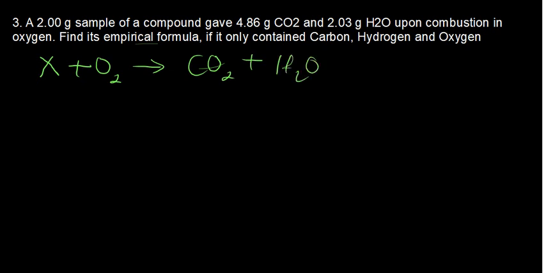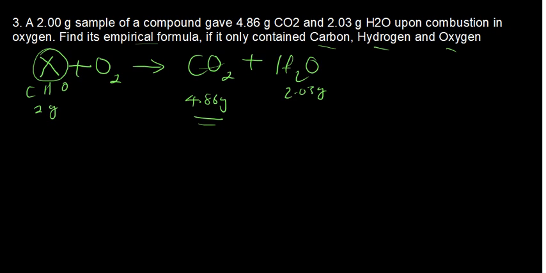Now this compound contains only carbon, hydrogen and oxygen. So we don't know the ratio in which carbon, hydrogen and oxygen are in this compound. But all we know is that 2 grams of this compound after combustion produced 4.86 grams of carbon dioxide and 2.03 grams of water. Okay. Now I want to determine the empirical formula. So the first thing is, let's work out carbon dioxide.